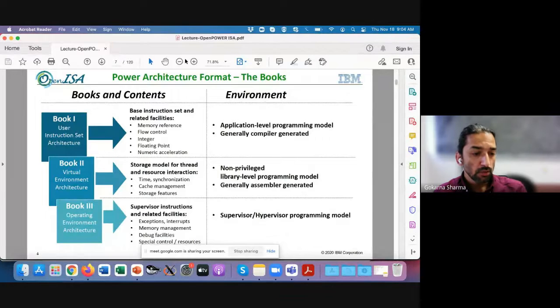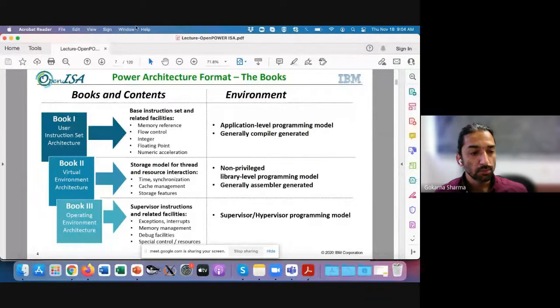And then the book third is about supervisor instructions. For example, again, it comes with memory management. So you go into managing memory. How do you get data from memory? How do you store it in memory? All that. You also have debug facilities. So how do you debug anything that happens, and exceptions, interrupts, and everything. So here, this is more of a supervisor, hypervisor kind of programming model that is there.